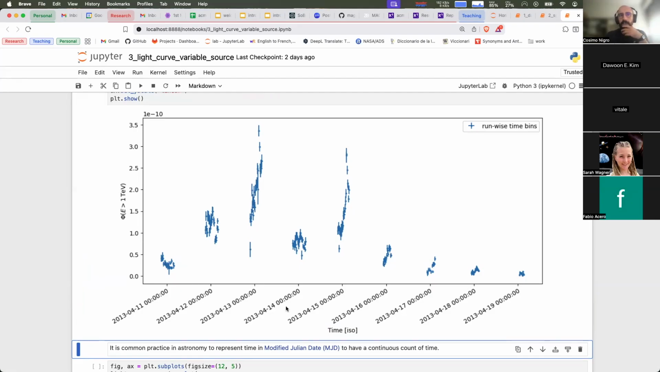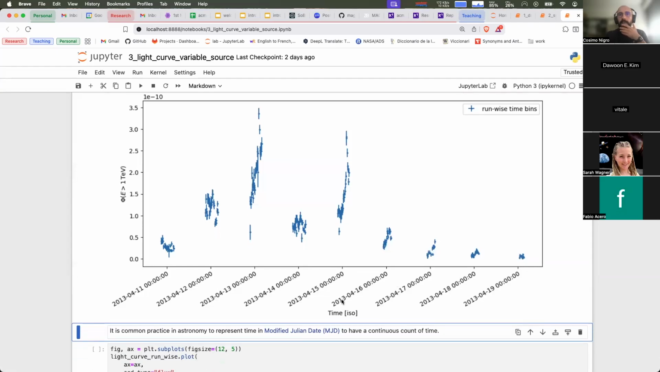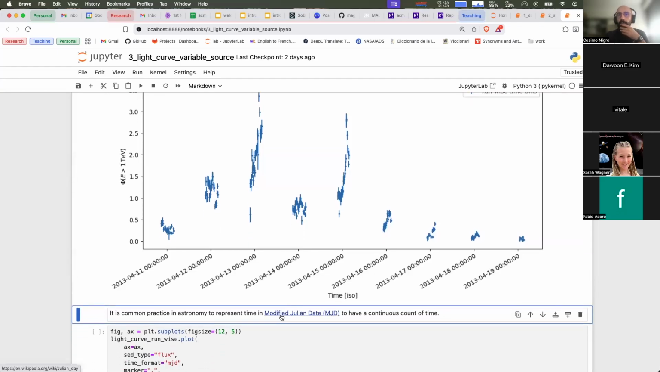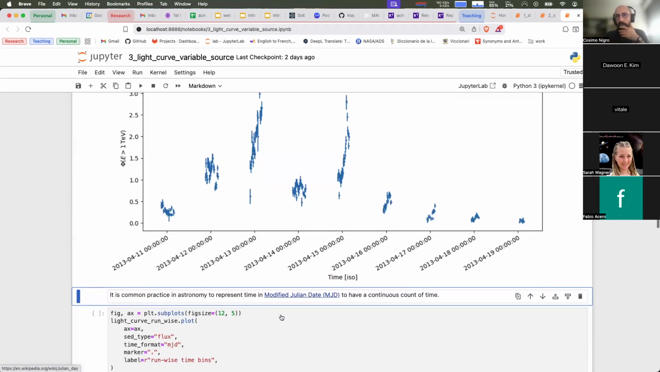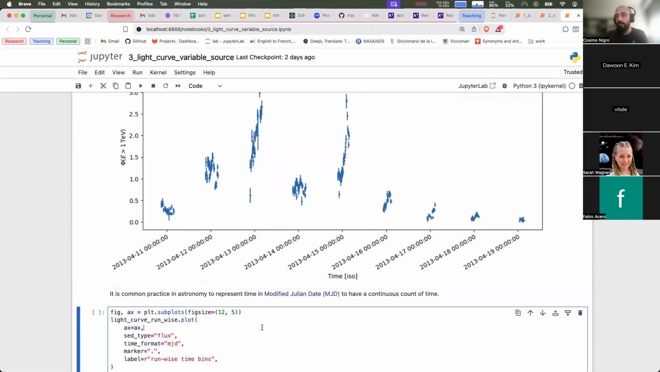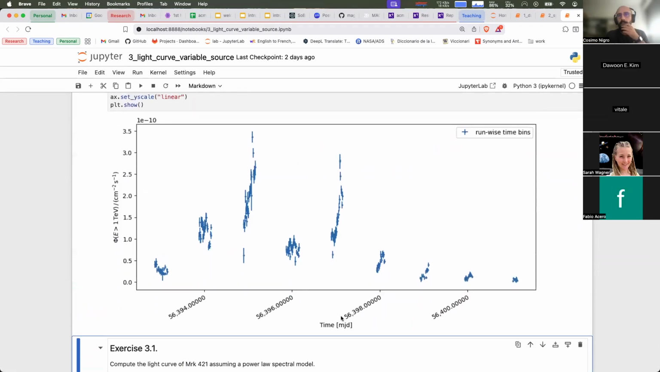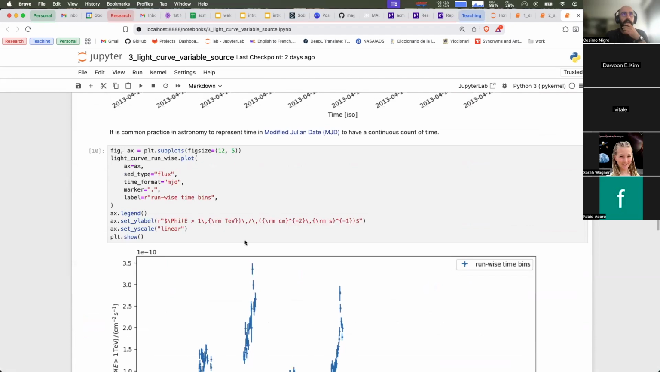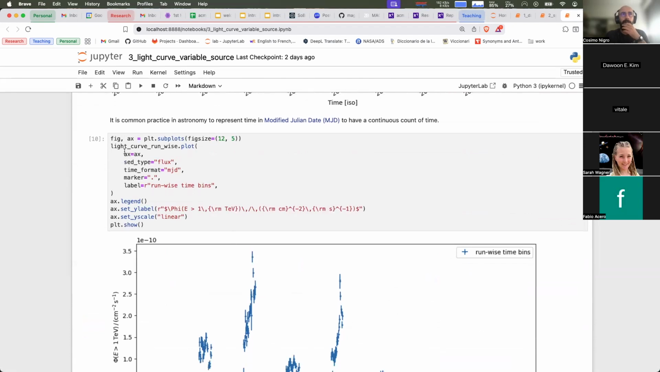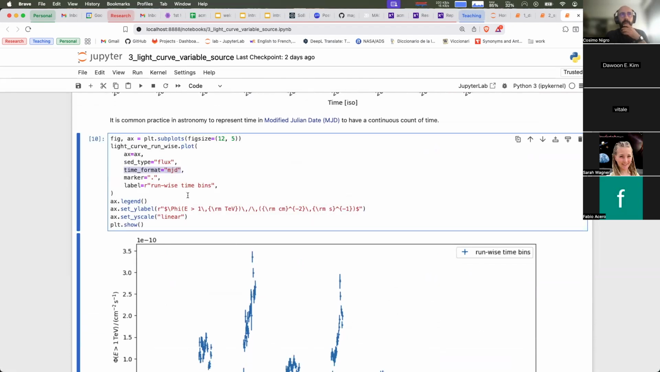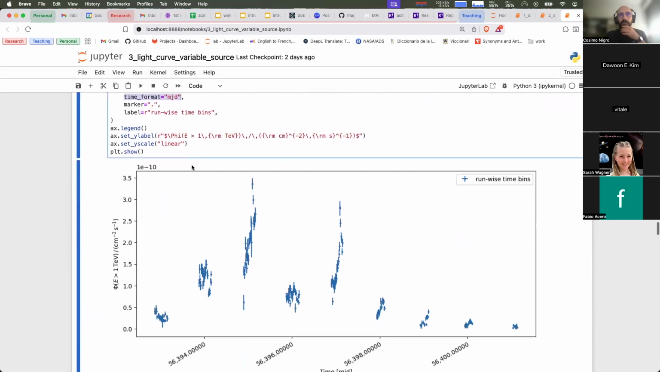And you can see here the different nights, 11 of April 2013, 14 of April 2013, etc. It is common practice in astronomy to represent time in Modified Julian Date to have a continuous count of time. It's basically a number of days from a certain reference date, okay? And that's what we do here. I just changed the time format parameter of the plot function of the light curve.